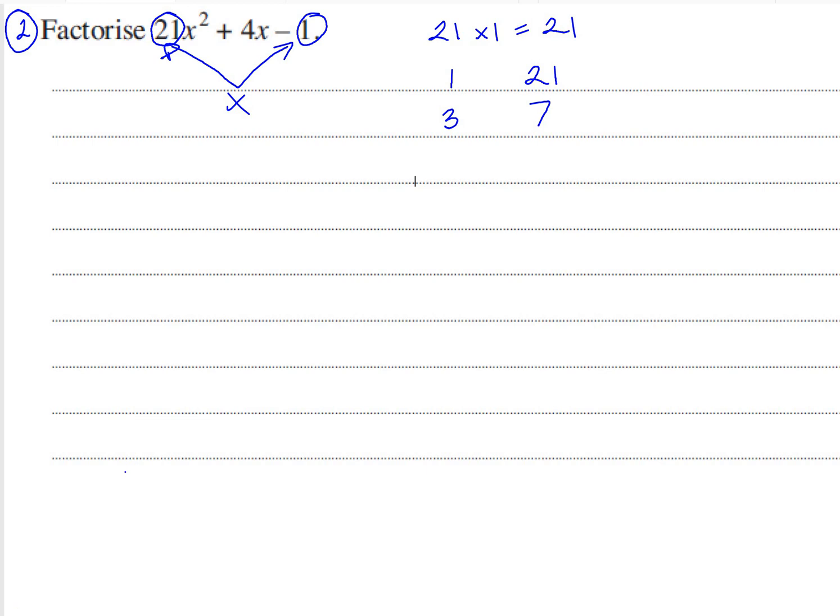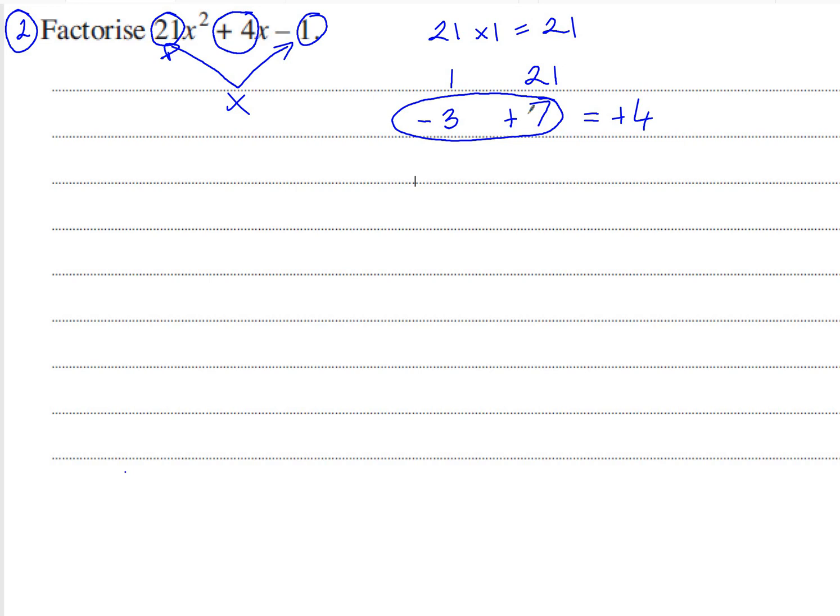Next step is to choose which factor pairs will give you plus 4. Okay, so we need to choose which of these can give us plus 4. Can 1 and 21 give us plus 4? No. Can 3 and 7? Yes. How? Minus 3 plus 7 would give you that plus 4. So these are the factor pairs that we need, and these are the signs for each of those factor pairs.